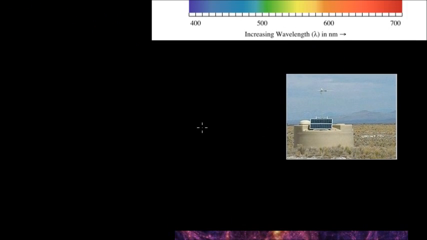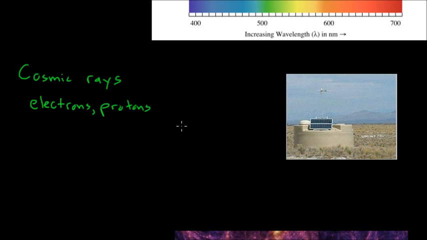Now, light's not the only thing that's sent off by objects. We can have cosmic rays, where cosmic rays can be particles like electrons or protons that are emitted by very distant objects, and some of these objects can have exceedingly high energies.